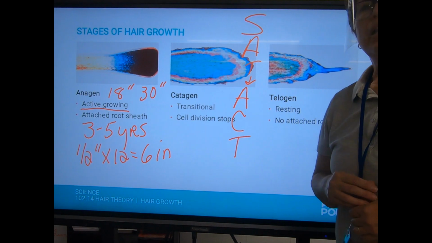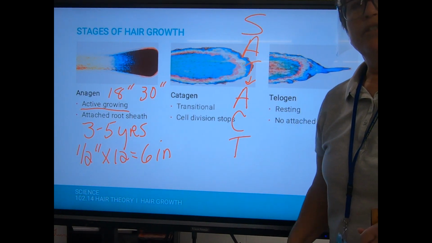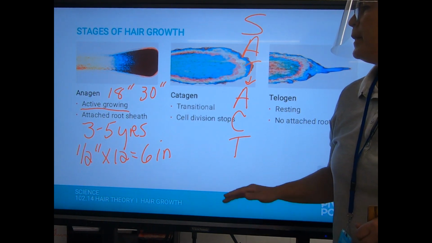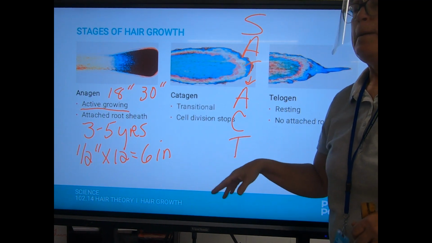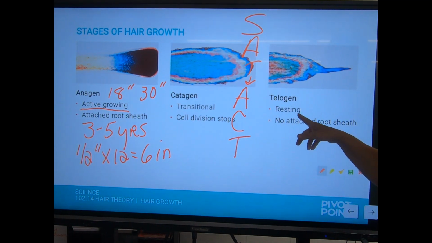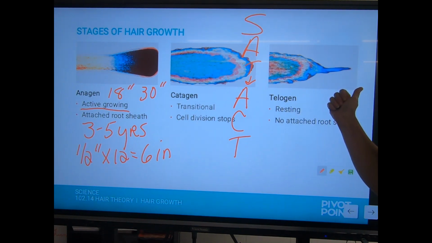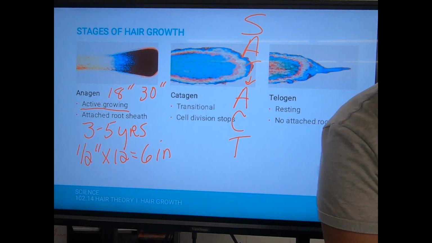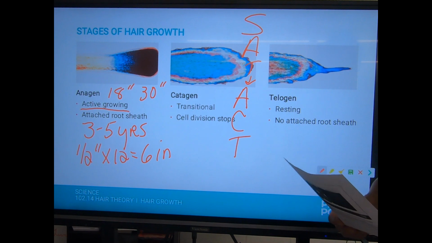This stage is kind of like the hair just goes, man, glad that's over, and just hangs out and rests for a couple weeks, that's all. Okay, so it's transitional. No more cell division, no more growing. Then you get telogen, where it's resting and it's getting ready to be shed. Okay, this lasts about, let me see what this one says. They always say 3 to 5 months. This says 3 to 4 months that this one lasts.